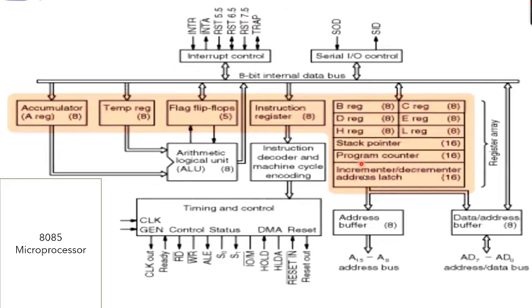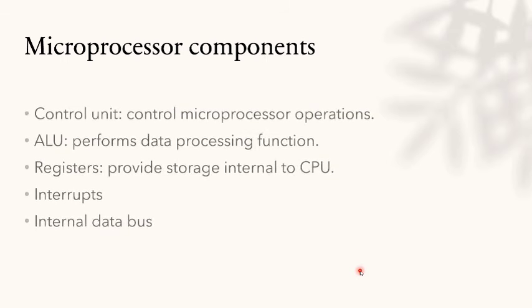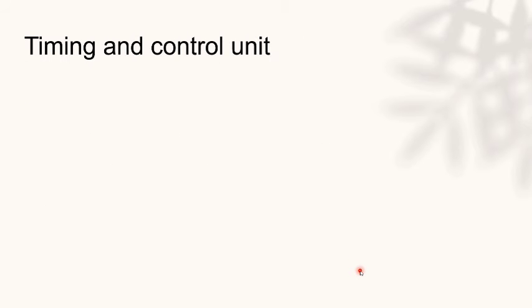And then we have a few more components: serial input-output control, internal data bus, interrupts control, address buffer, and data address buffer. At the end, we have the address bus and the address data bus. Okay, let's start learning about each and every component.